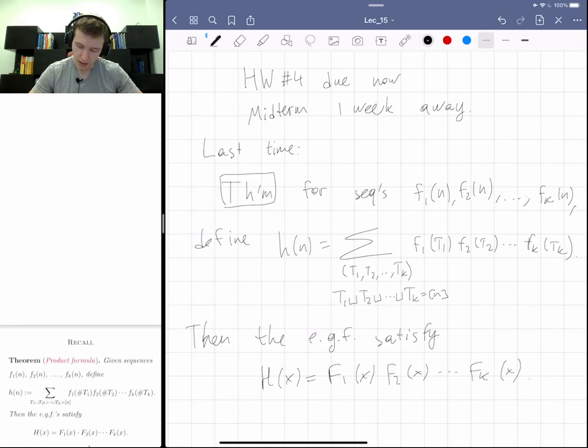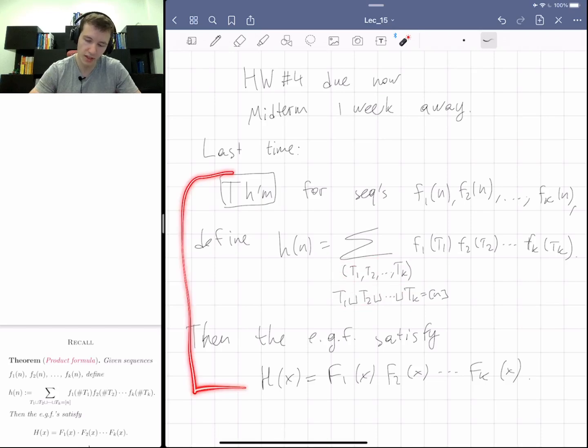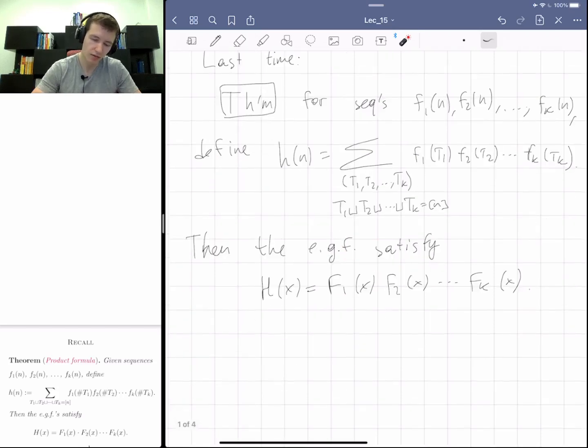I want to emphasize that the sets could be empty, but what's important is that they are ordered, because you have to know you apply f1 to the first one, f2 to the second one. When we studied Bell numbers, we talked about unordered set partitions like this, and they also had to be into non-empty blocks. But anyway, that's the product rule from Wednesday.